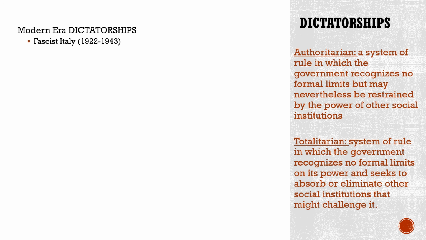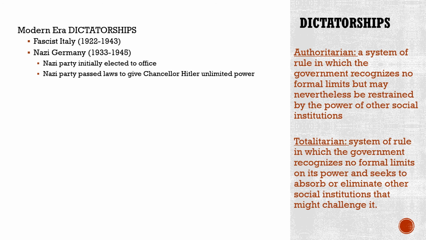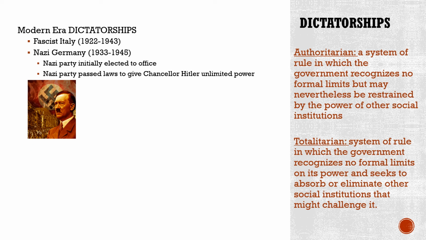We have modern era examples. You don't necessarily need to know these, but it is useful to know for the future. We have fascist Italy from 1922 to 1943, Nazi Germany from 1933 to 1945. It's important to remember that the Nazi Party was actually elected to office before they assumed control. The people chose them, whether we agree with their choice or not. They did elect those party members into their legislature. But once they were in power, the Nazi Party passed laws to give Chancellor Hitler unlimited power, signaling a shift from a democratic system to a dictatorship of sorts. And there's good old Hitler.